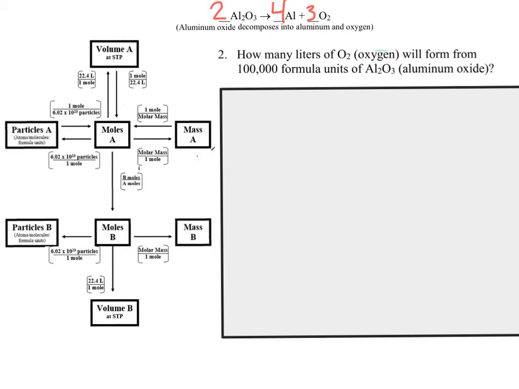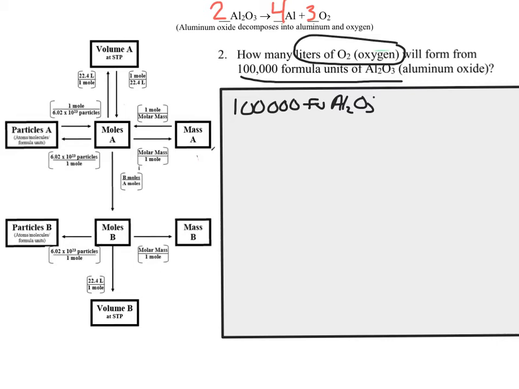We want to know how many liters of oxygen will form. So eventually I'm looking for liters of oxygen. That looks like a volume. How many liters of oxygen will form from 100,000 formula units of aluminum oxide? Okay, so first of all, let's see what we have. We have 100,000 formula units of aluminum oxide. Great, that's what's given to us.